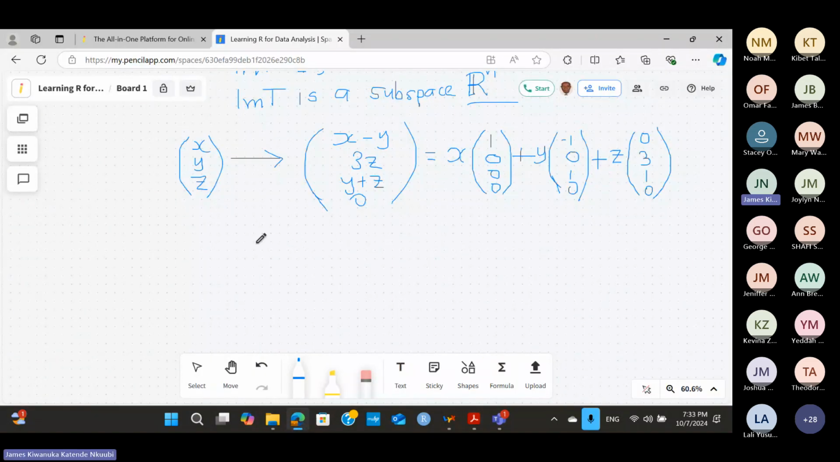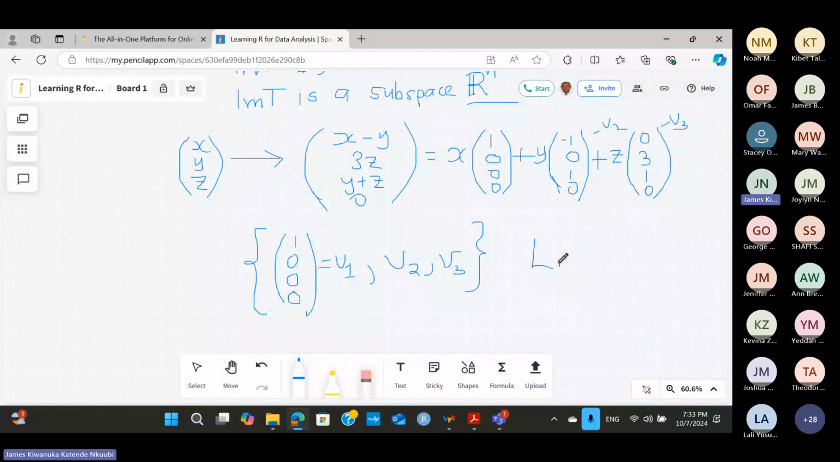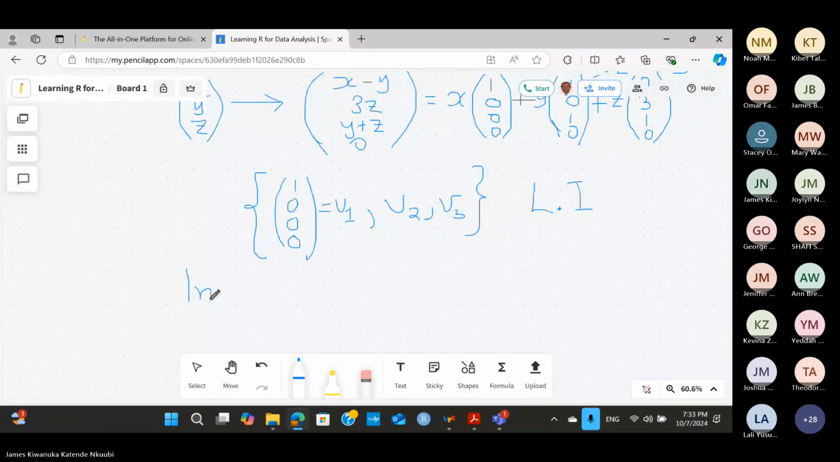Now, if you look at these three vectors, they form a set of linearly independent vectors. I can call the first V1, the second V2, and the third V3, so that I don't keep writing them. You can check later, but they are linearly independent. So the image of T can simply be described as the set of all linear combinations of these three vectors, which is precisely what we call the span. So now I can fully describe the image as the span of these three vectors.